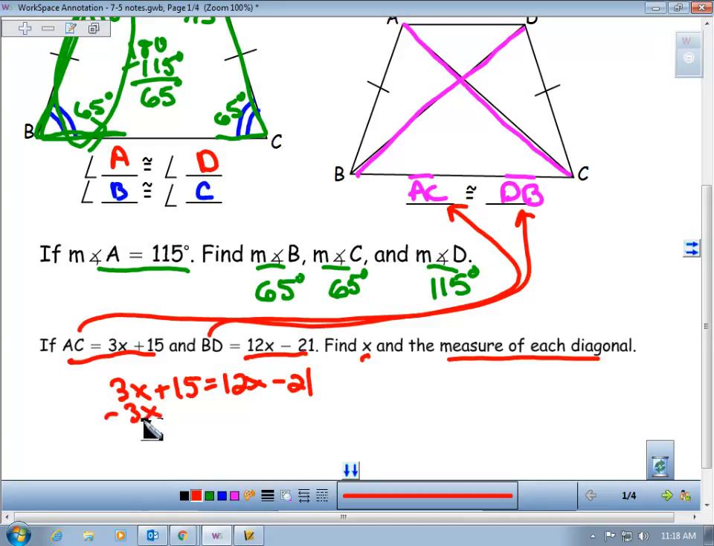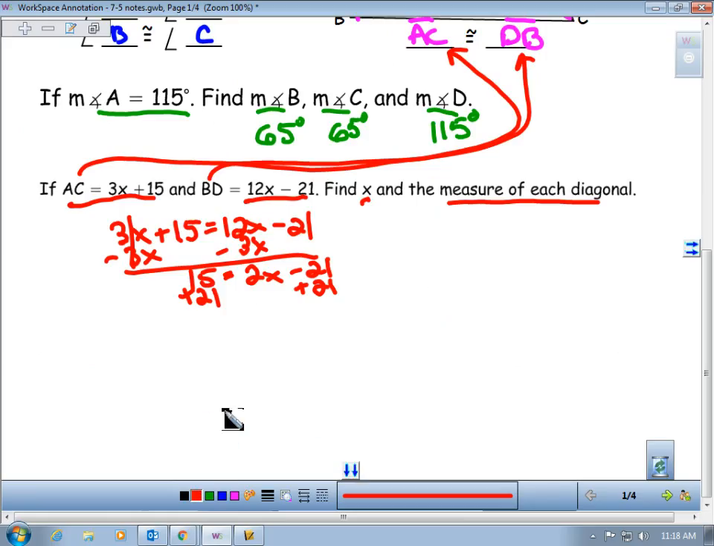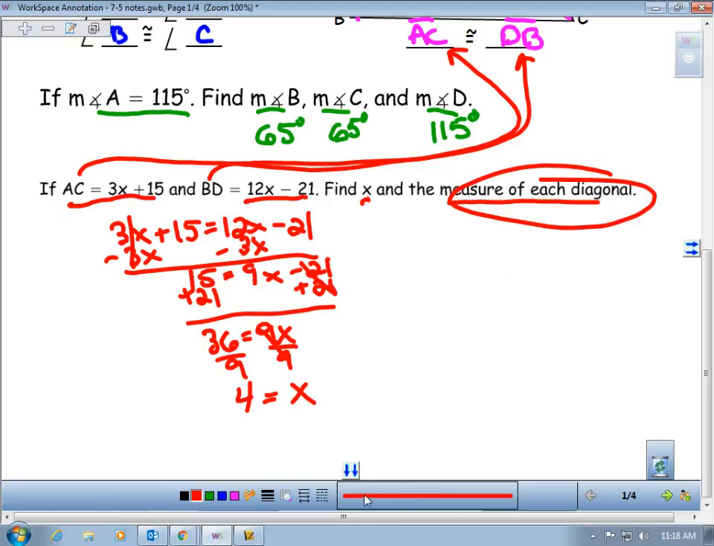Okay, so we're going to subtract 3x. We get 15 equals 2x minus 21. Add 21. Whoops. Why did I write 2x there? Somebody yell at me next time, will you? That's not 2x. What am I thinking? That's 9x. Man, I'm not even sure why I thought that was 2x. 36 equals 9x. We divide by 9. X is what here? 4, right?